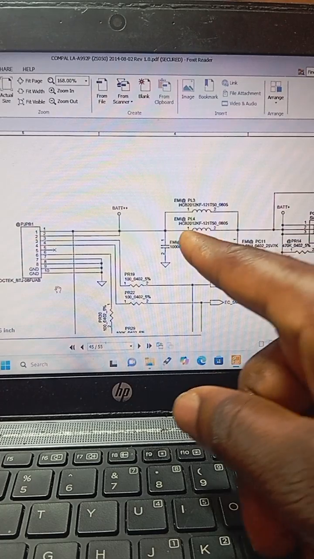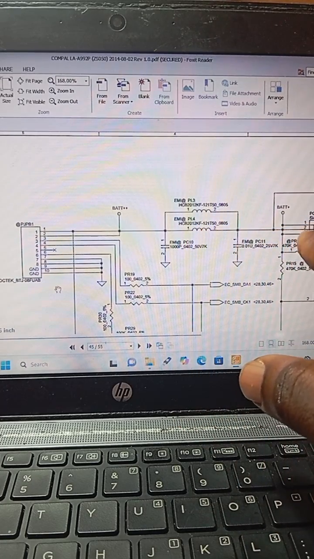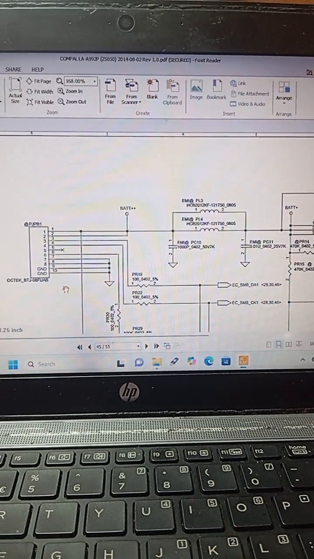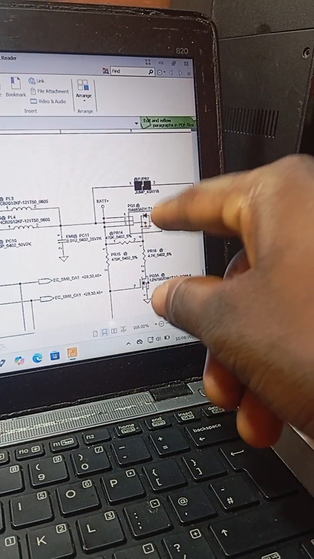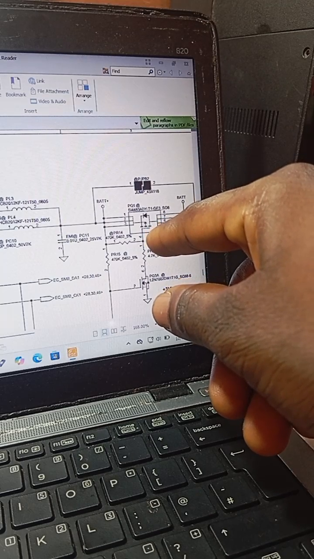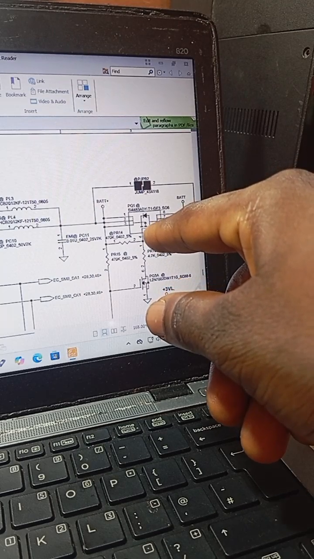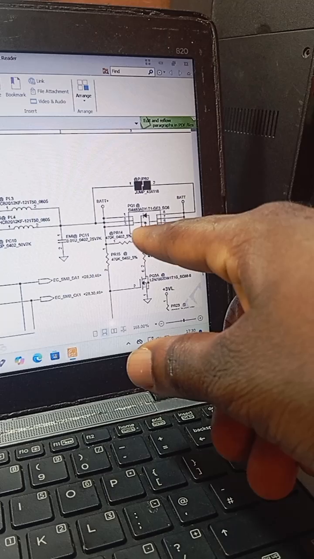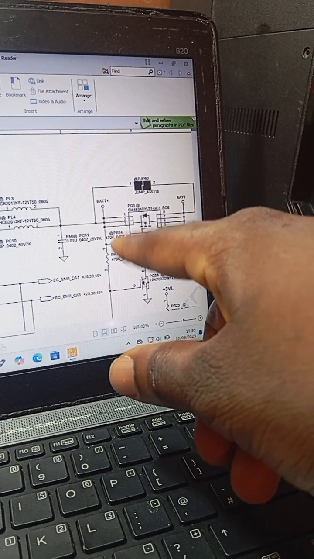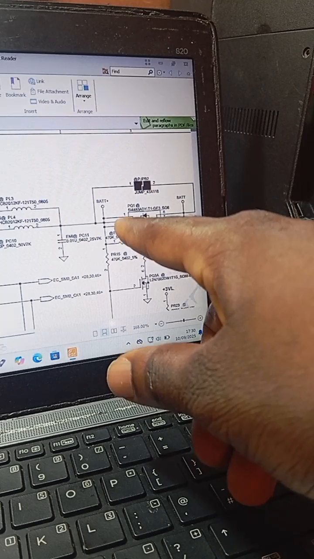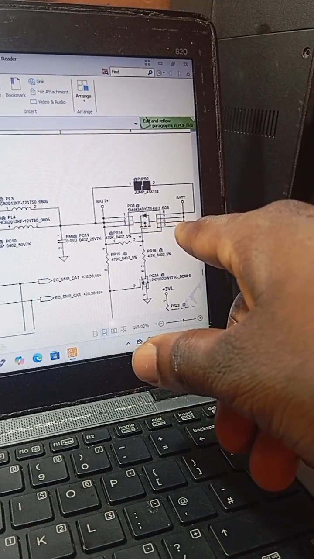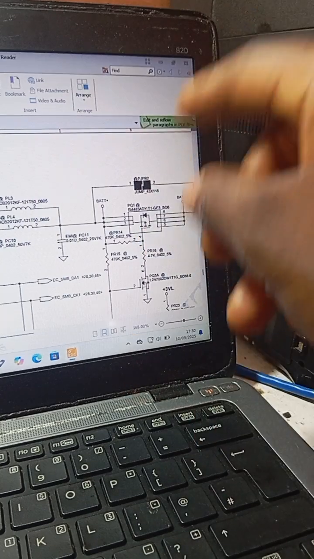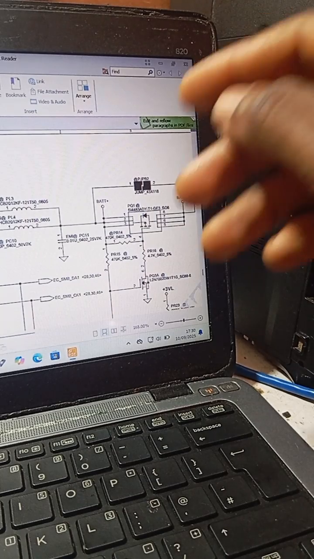This same voltage travels down towards this first MOSFET. You can see this is a MOSFET, and I think this should be a P-channel MOSFET. The MOSFET has pins 1, 2, 3, and another one here. So we have the drain, the gate, and the source.